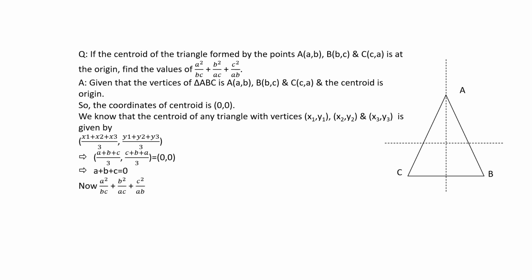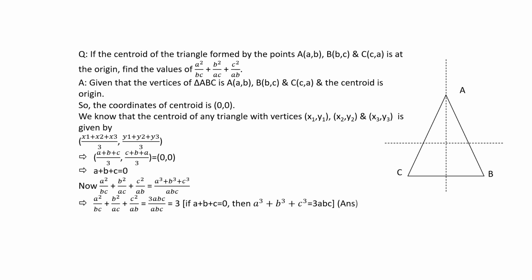Now a square by bc plus b square by ac plus c square by ab is a cube plus b cube plus c cube whole divided by abc, because if we take abc as LCM, in the numerator we get a cube plus b cube plus c cube. But a cube plus b cube plus c cube equals 3abc when a plus b plus c equals 0. Already we got a plus b plus c equals 0. So a cube plus b cube plus c cube can be written as 3abc by abc. So abc in both numerator and denominator gets cancelled, and we get the result to be 3. So the answer is 3.